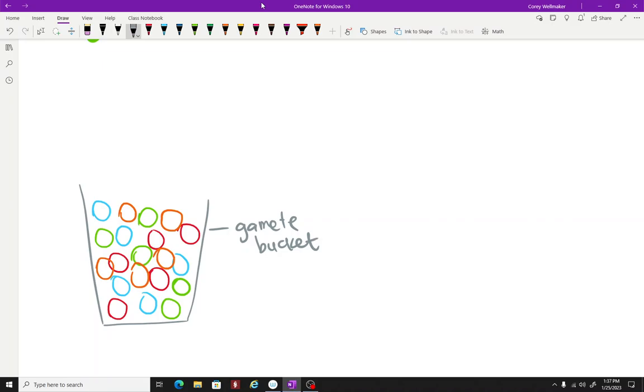In human females, we would call the gamete bucket the ovary. In human males, we would call the gamete bucket the testes. You're going to see an equal proportion of all four combinations.